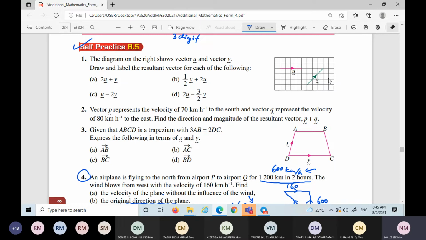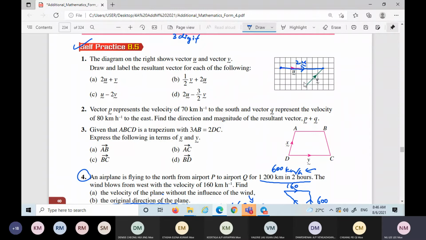If you want to draw the grid, a bit difficult lah. So 2u plus v, you see, 1u is here to here, horizontally going to the right 4 units. So 2u will be double, so will be 8 units. So it will be 4, another 4. From here to here, I draw on top of it. So this is 2u.